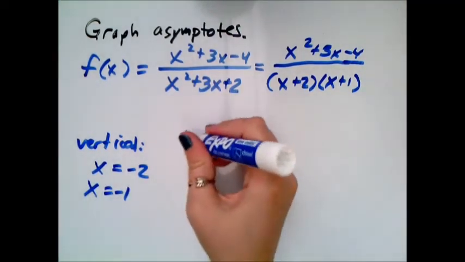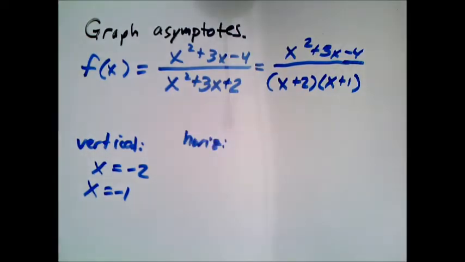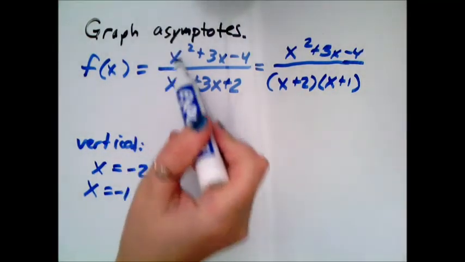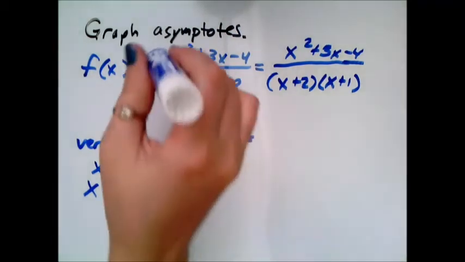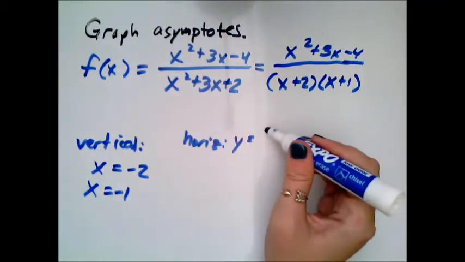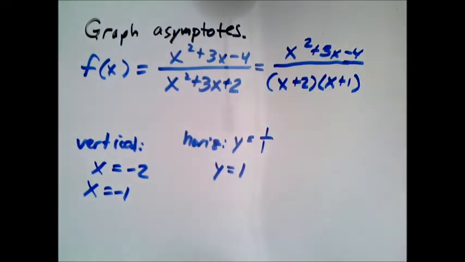And then horizontal asymptotes fall into three cases, depending on the degree of your equations. So here, the degree of the top and bottom are the same. So I get a horizontal asymptote at the top leading coefficient over the bottom one, which is 1 over 1. So I have a horizontal one here at y equals 1.